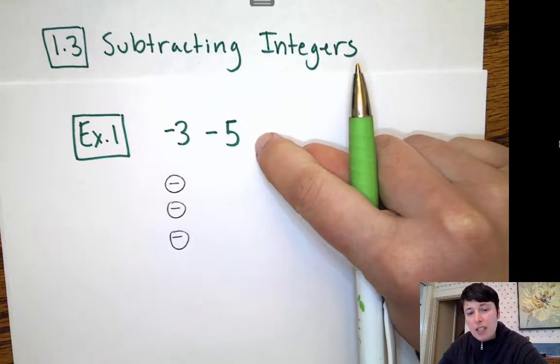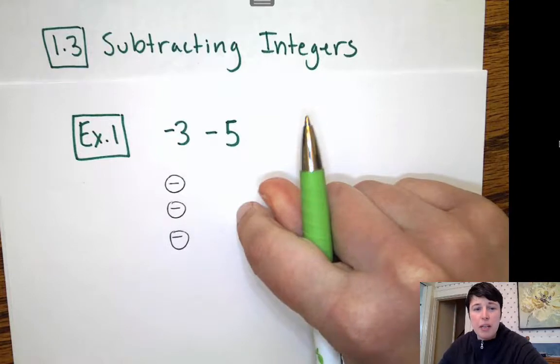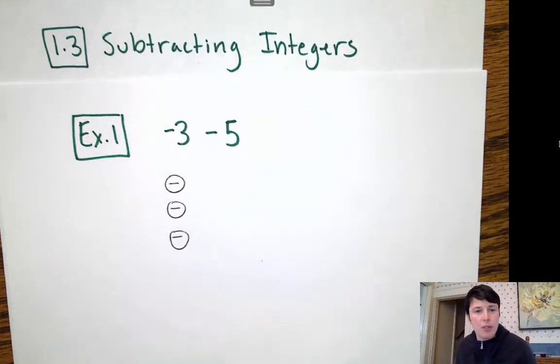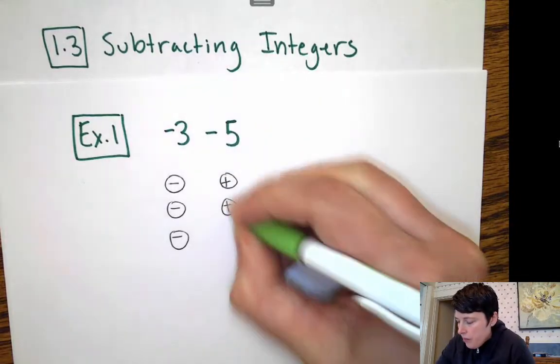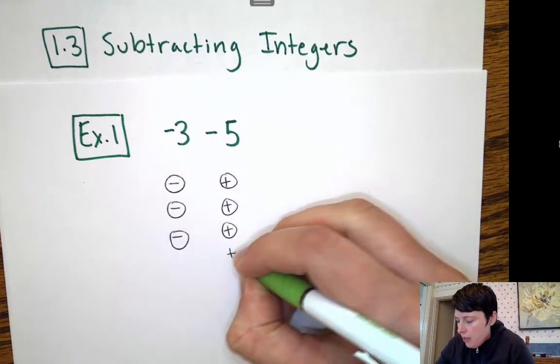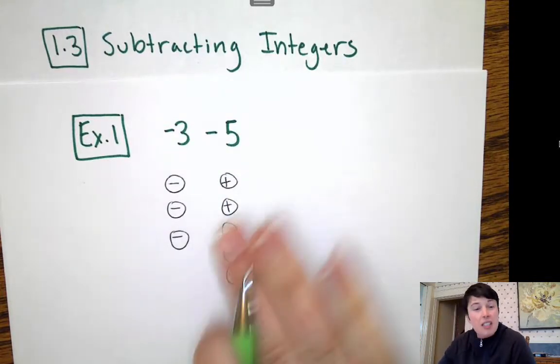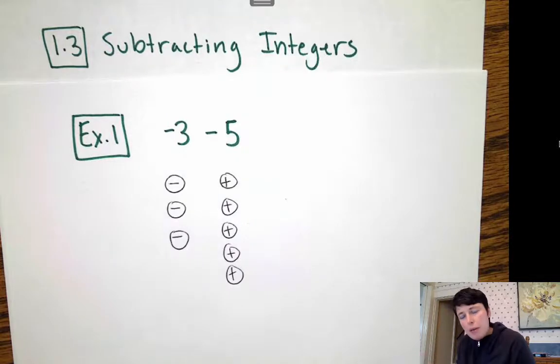But it says take away 5. That means 5 positives. I don't even have 5 positives. I have no positives whatsoever. And my job is to take 5 of them away. Well, I can't do it. I would need 1, 2, 3, 4, 5 positives so I could take them away, take them off the paper, off whatever I got them on.